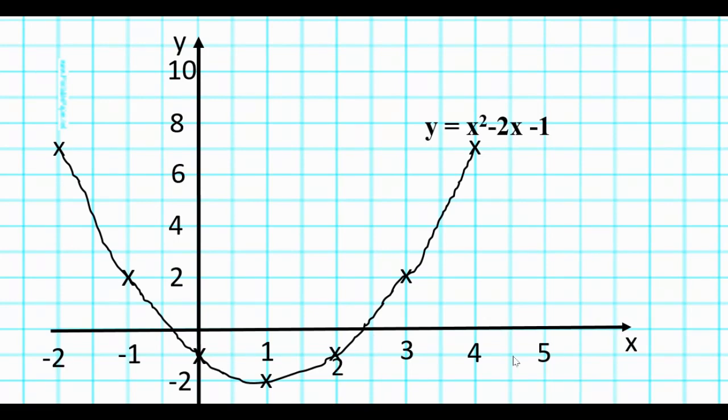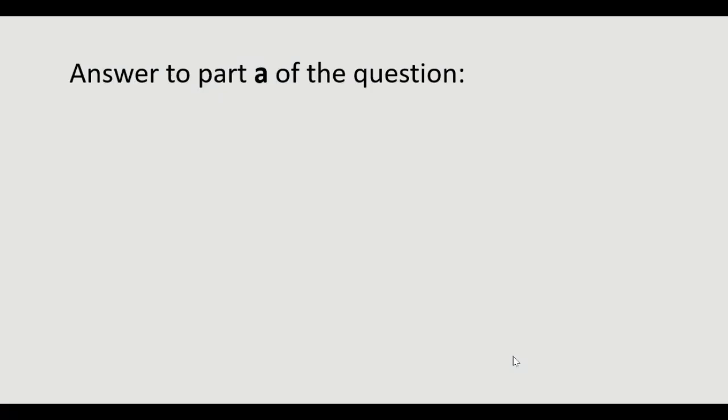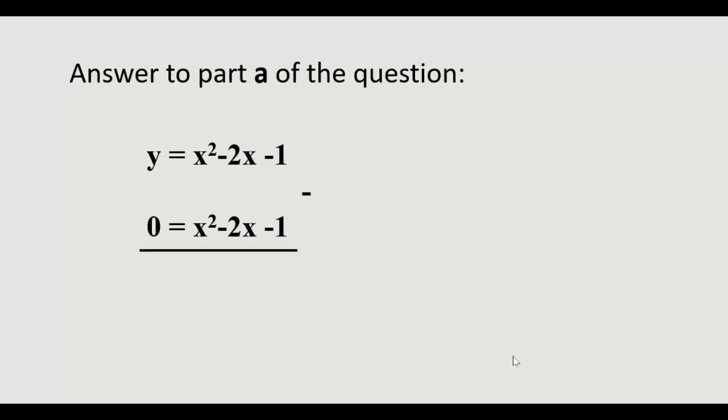Since we are done with drawing the graph, the next item is now using this curve to solve the given equations. And our first question was, use the graph to solve or to find the solution to the equation 0 equals x squared minus 2x minus 1. So we are going to get the difference between the two, which is going to be y equals 0. Y equals 0 is fortunately the x-axis.